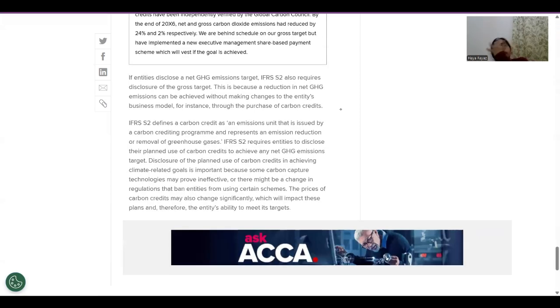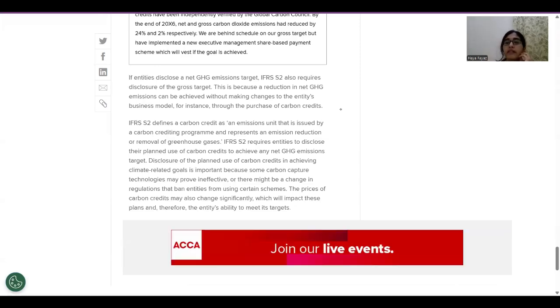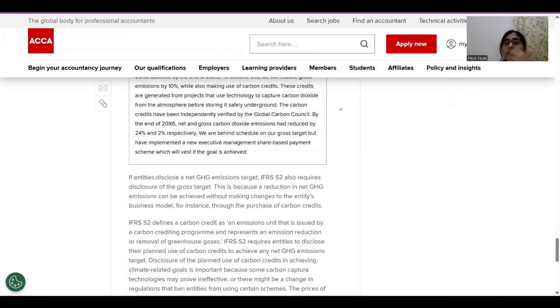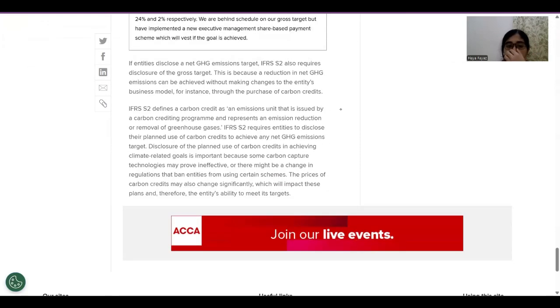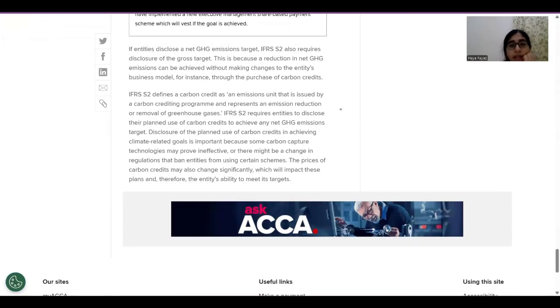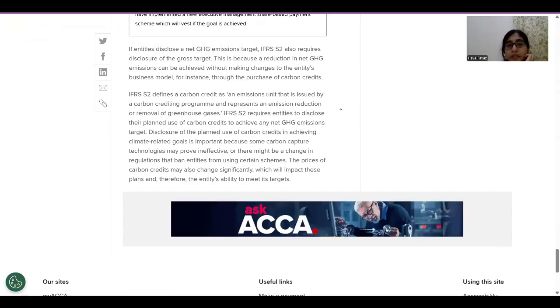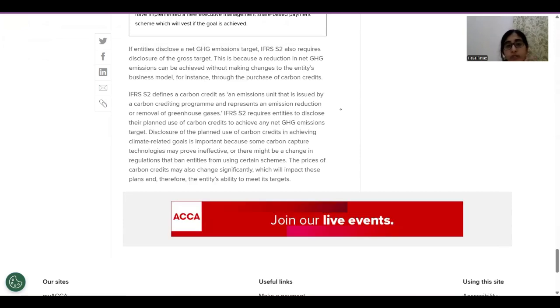So it is a topic under corporate governance as well. Many areas it is covered. SBL exam also it is covered. Here also they have linked this in the scenario. If entities disclose the net GHG emissions target, IFRS S2 also requires disclosure of the gross target. This is because a reduction in net GHG emissions can be achieved without making changes in the entity's business model, for instance, through the purchase of carbon credits.